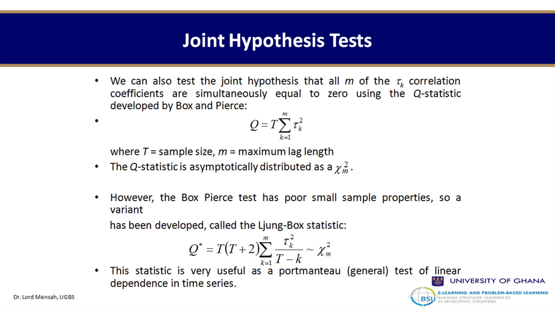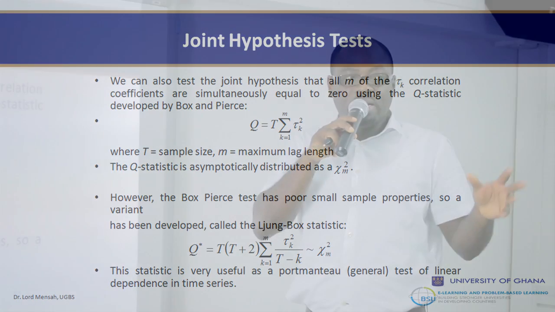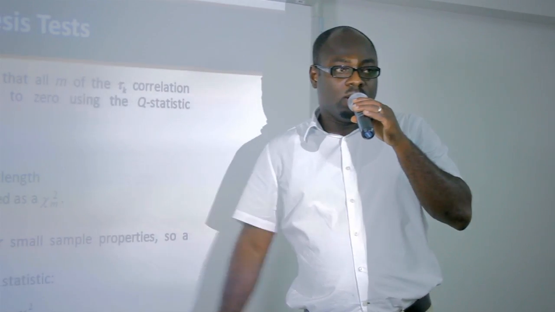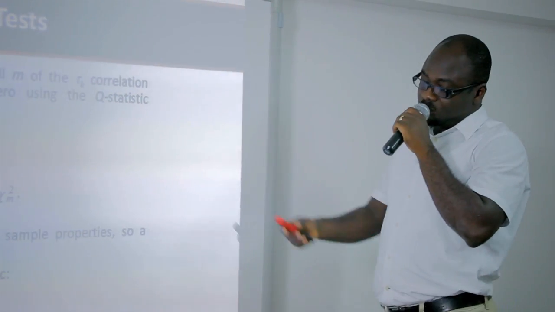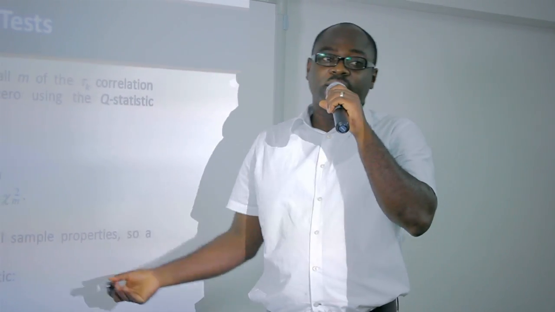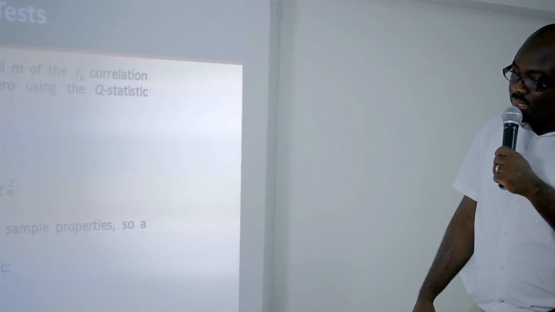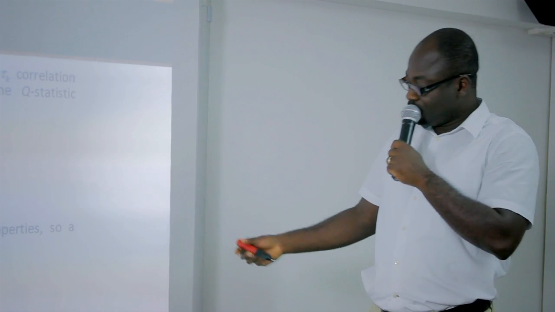This statistic is very useful as a portmanteau test for linear dependence in time series. So if you have a series and you want to test for linear dependence in the series, use the Box and Ljung test. Now in the software, these things are in there, but you need to know exactly what goes into the computations, so that when the values come out, you can relate and intuitively make some meaning out of it.